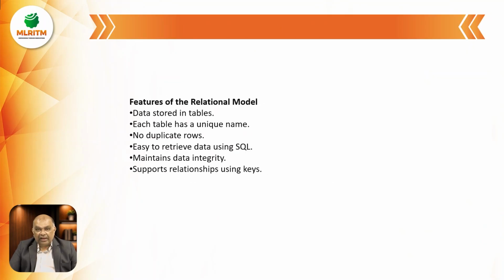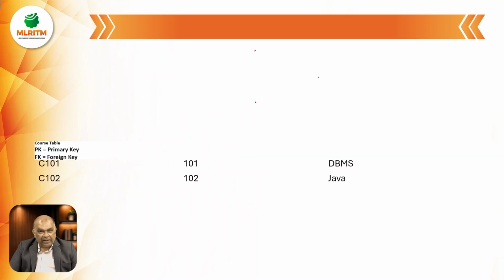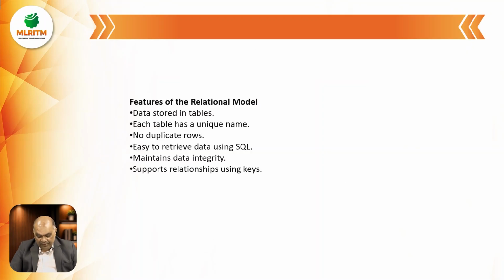Each table is unique. So there are no duplicate rows. Are any duplicate rows there? C101 is separate, 101 is separate, DBMS is separate, C102 is separate. So we are not having any duplicate rows. If any duplicate row is there, your DBMS will not allow that particular row to be created, because it will say that we already have a record with that particular course ID or student ID. So there are no duplicate records, and it is very easy to retrieve the data. Why is it very easy to retrieve the data? Because here there are no duplicate rows.